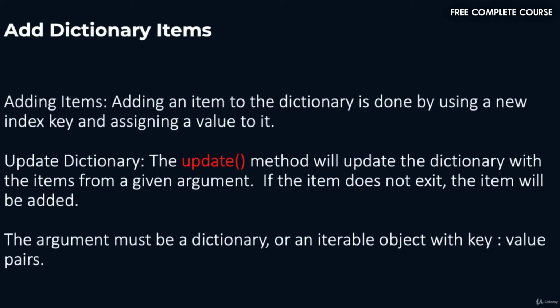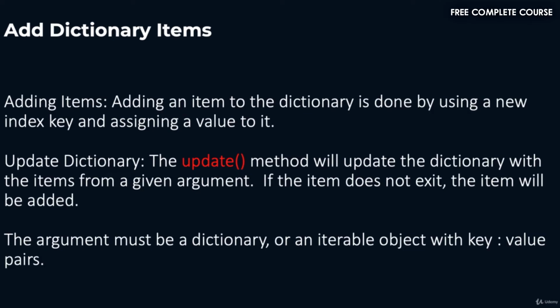All right, welcome back. So in this video, we're going to talk about how to add dictionary items. Adding an item to the dictionary is done by using a new index key and assigning a value to it. To update a dictionary, the update method will update the dictionary with items from a given argument. If the item does not exist, the item will be added. The argument must be a dictionary or an iterable object with the key value pairs.